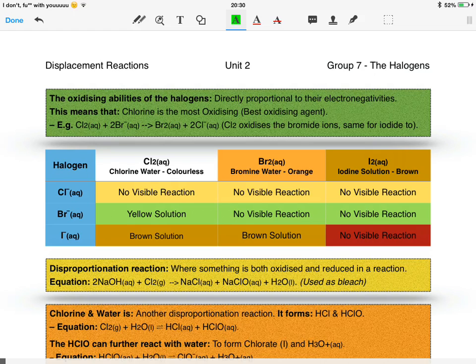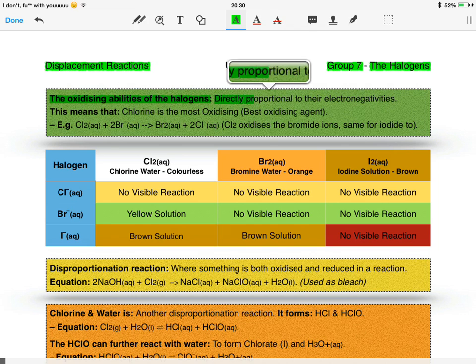Okay, so this video is going to be on group 7, which are the halogens, and in particular it's going to be on the displacement reactions. So the oxidizing abilities of the halogens are directly proportional to their electronegativities.